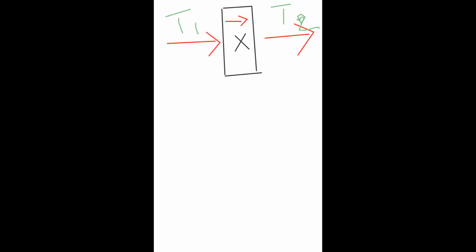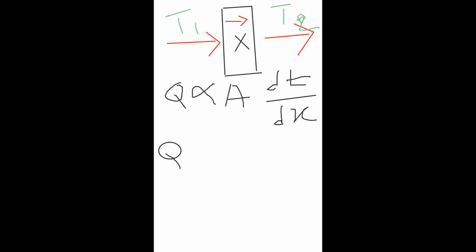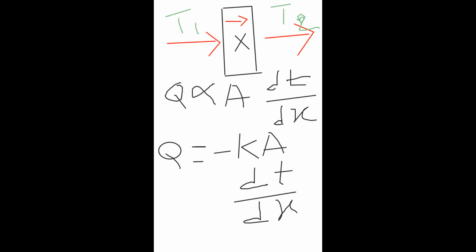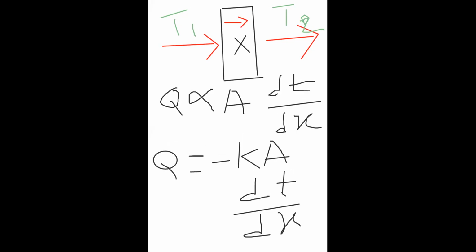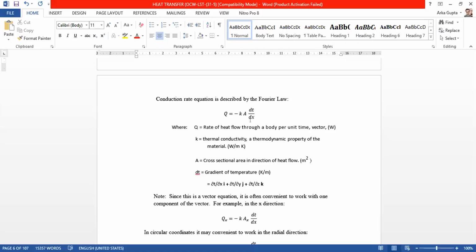So the Fourier law of heat conduction: Q is directly proportional to area A and dT/dx. If we add a proportionality constant, Q = -kA dT/dx. This is the Fourier law of heat conduction. So Q is minus kA dT/dx.